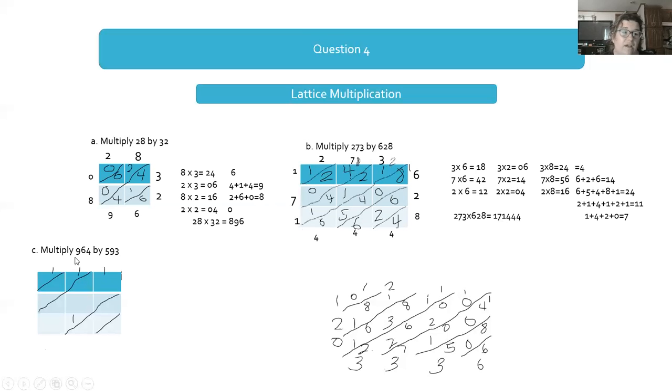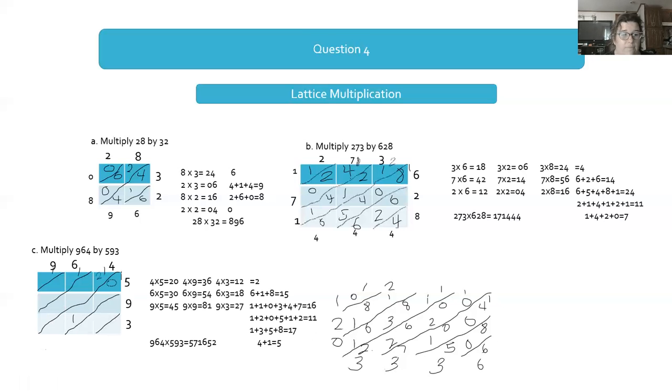Okay, multiply 964 by 593. We'll put our last up. Okay, we gotta do 9. Remember, it gets this whole row. 6, it gets this whole row. 4 gets this whole row. 5 goes that way. 9, 4, 3.